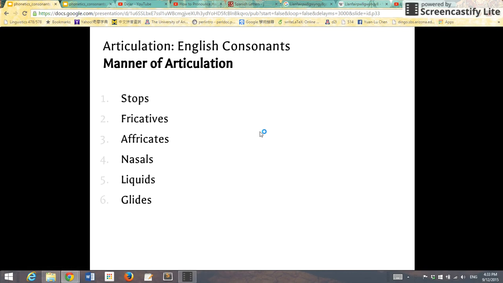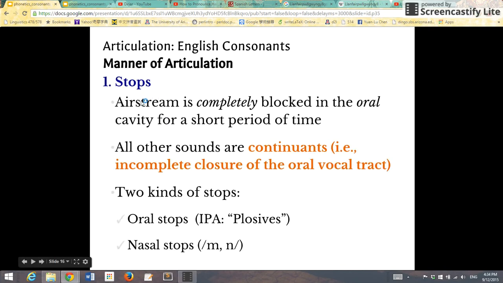Okay, and then manner of articulation. We have these six different manners of articulation. We can go through one by one. Stops. So the airstream is completely blocked in the oral cavity. So actually there could be two kinds of stops: oral stops and nasal stops. In the IPA chart, the oral stops are called plosives.